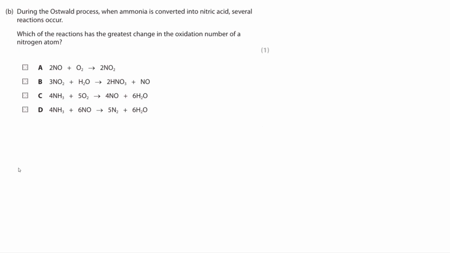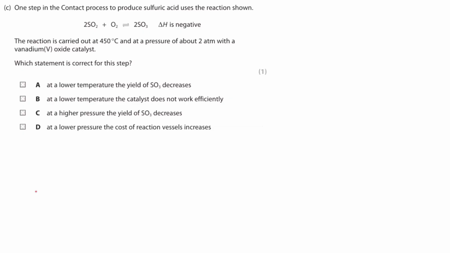Right, then we'll go for question number 10C. Part 10C: one step in the contact process to produce sulfuric acid uses the reaction shown. This is a reaction carried out at 450 degrees Celsius and a pressure of 2 atm. Our catalyst is vanadium oxide, V2O5.